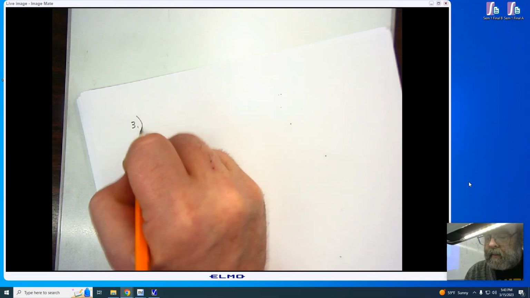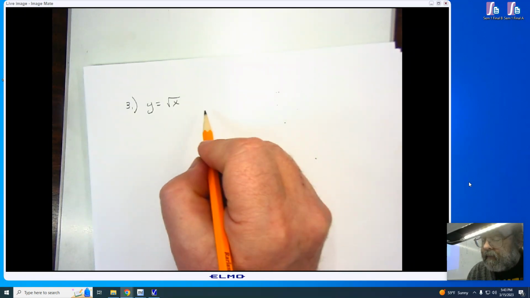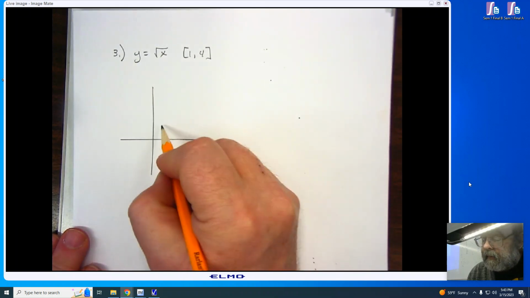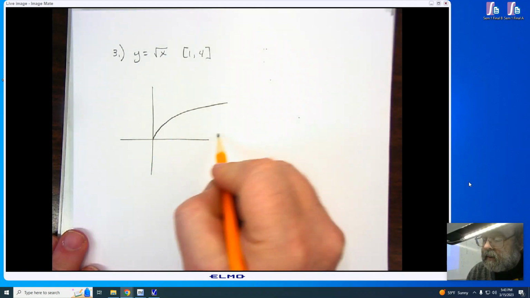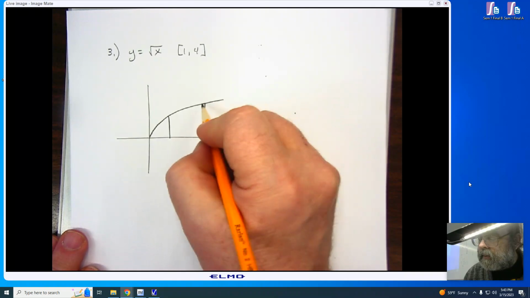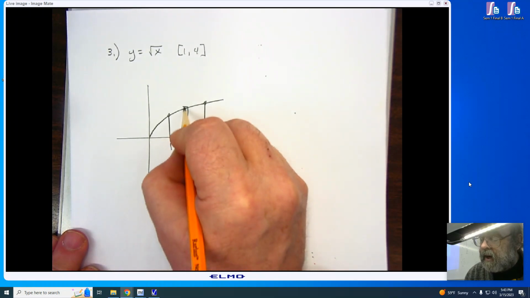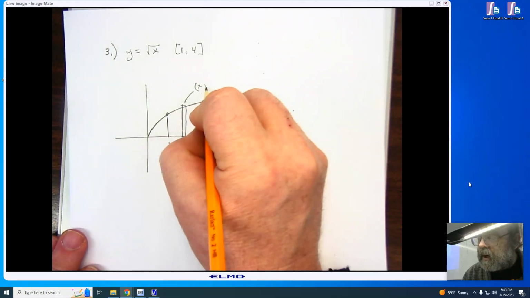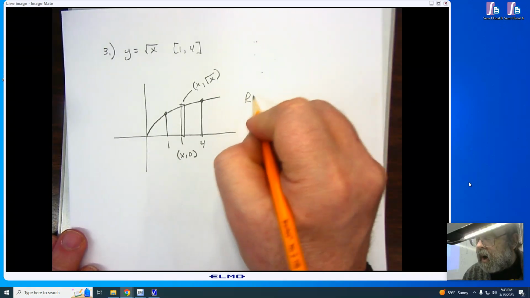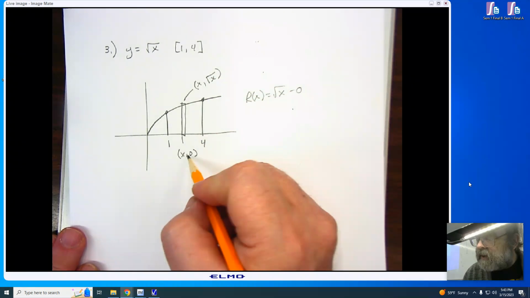Number 3 is giving me y equals the square root of x, and we're going from 1 to 4. So, starting off with my graph, I know the graph does this, and we're going from 1, 1 to 4, 2. So 1 to 4, here's my representative rectangle. This piece is x comma square root x. Right down here I have x comma 0. R of x is the difference between them, root x minus 0, the upper y minus the lower y.